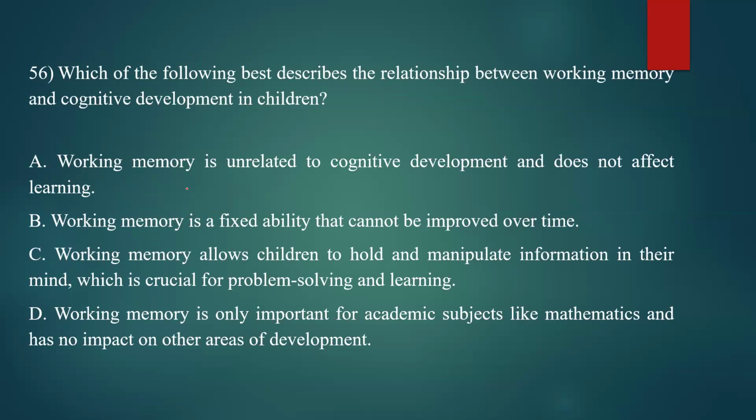Which of the following best describes the relation between working memory and cognitive development in children? Option C. Working memory is unrelated to cognitive development? No way, both are related. Next one, working memory is fixed. No way. The next one, working memory allows children to hold and manipulate information in their mind, which is crucial for problem solving. That is correct.